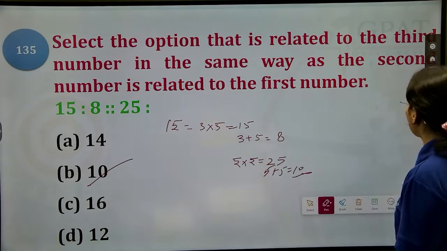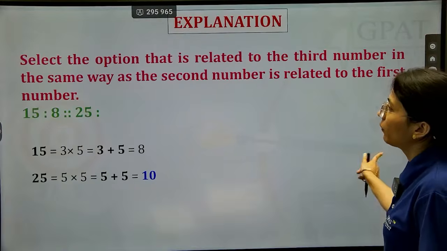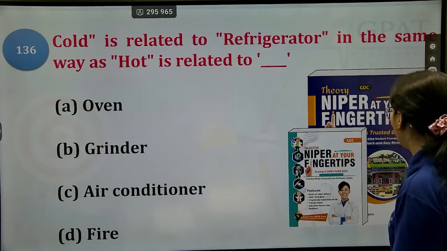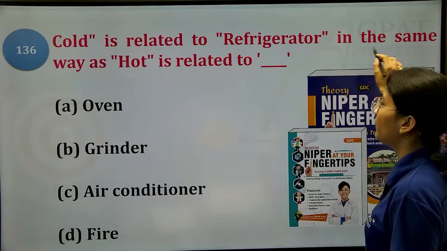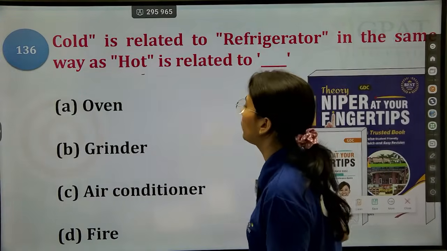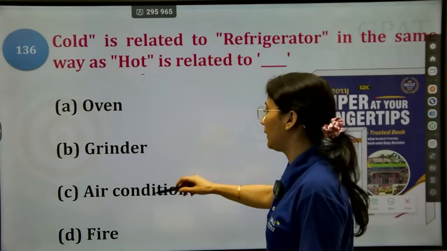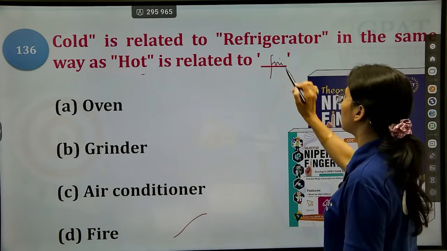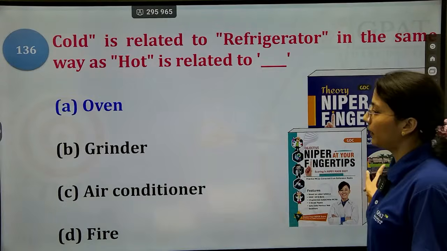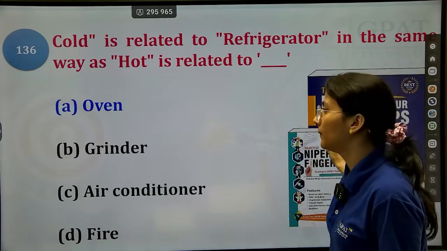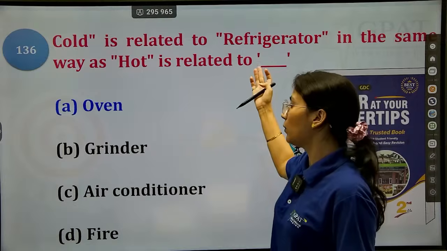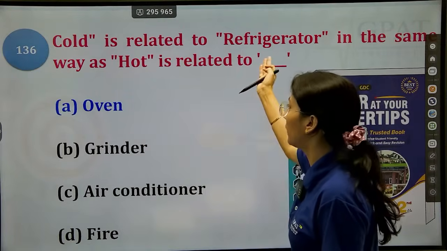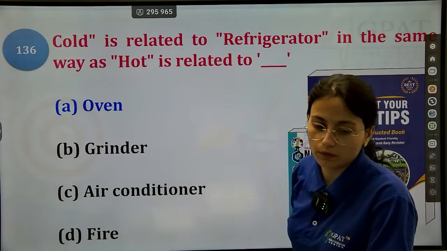Now move to the next question, that is question number 136. Cold is related to refrigerator in the same way as hot is related to what? That is oven, grinder, air conditioner, fire. So option number D, that is fire. Oh, option number D is oven. Okay, oven. Like hot is related to oven, cold is related to refrigerator.